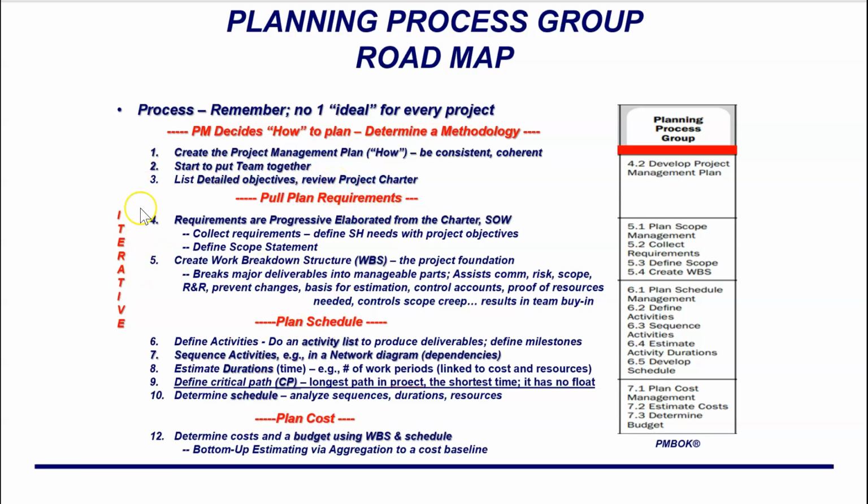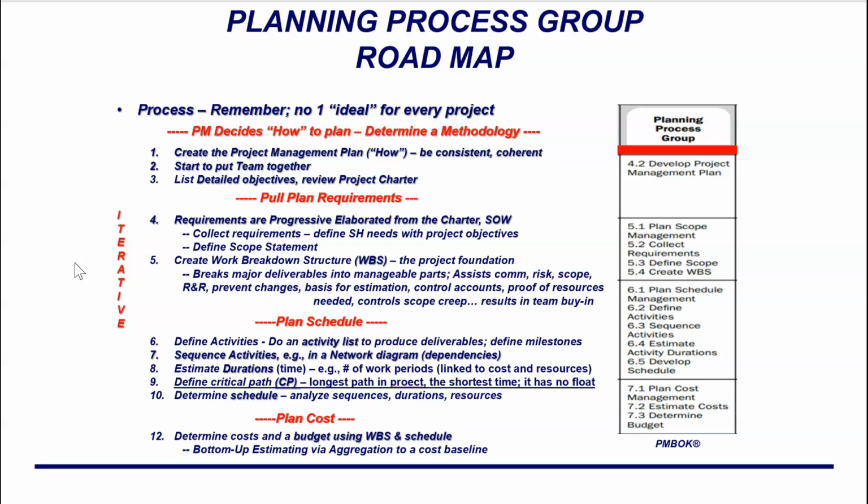Now I'm ready to discuss in an iterative process, right? None of this happens once and done. I'm going to start to look at my requirements. I mentioned they are progressively elaborated. I detail them out. I'm going to have to go out and collect all my requirements, which is why one of the first things we did in initiating after we built the charter was identify stakeholders, because now I want to define the stakeholders' needs in this project, which is going to help me define my scope statement.